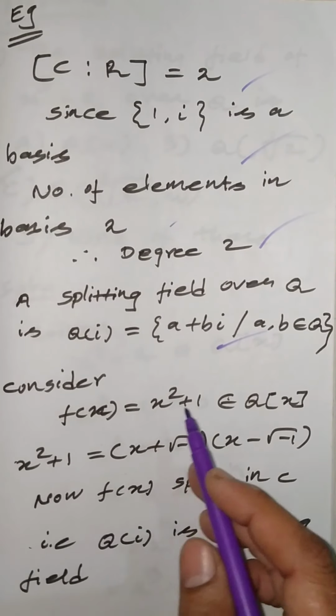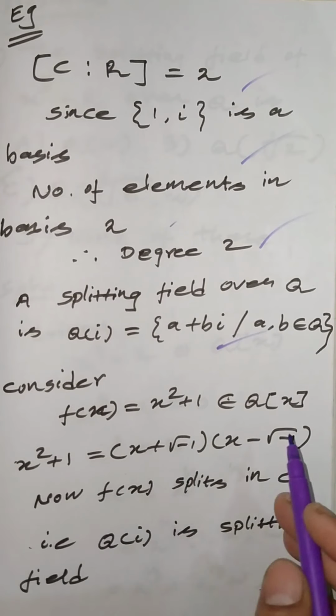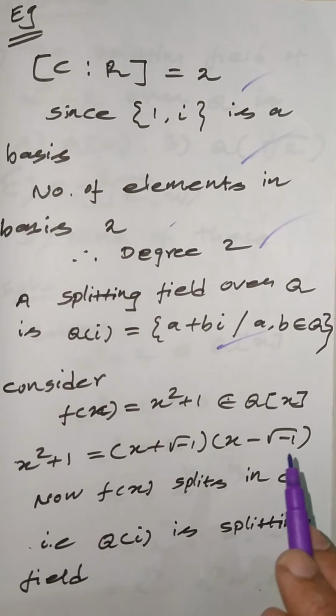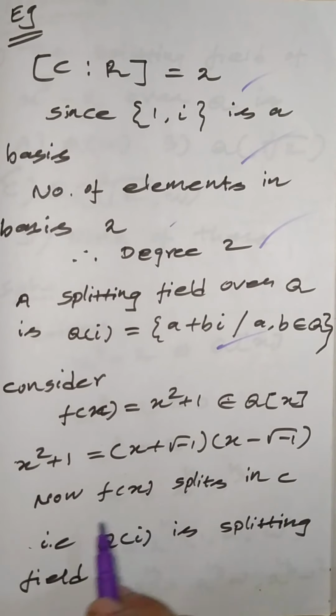Next I consider x square plus 1 in Q of x. You can factorize it like this: x plus root of minus 1, x minus root of minus 1. You know very well root of minus 1 is nothing but i. Now f of x splits in C, so Q of i is a splitting field.